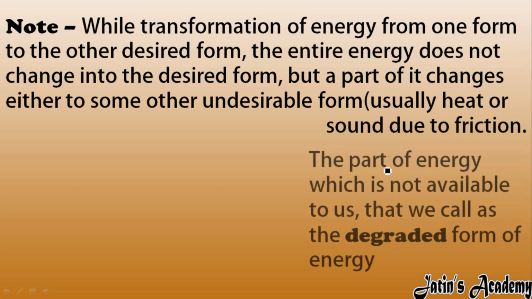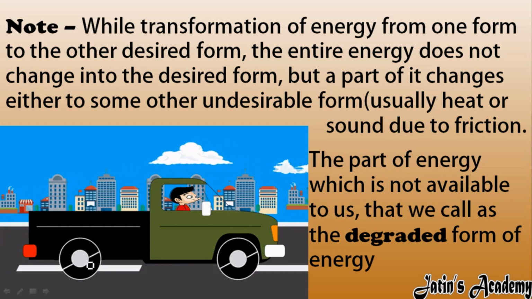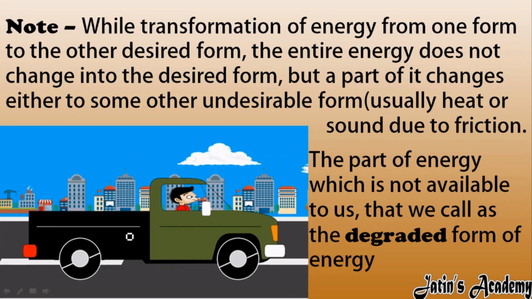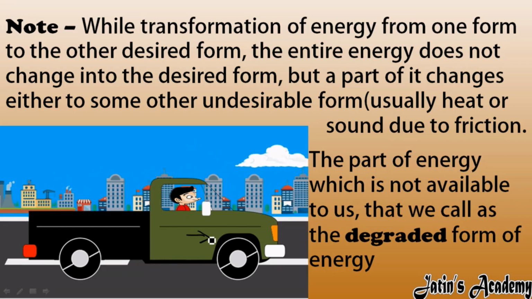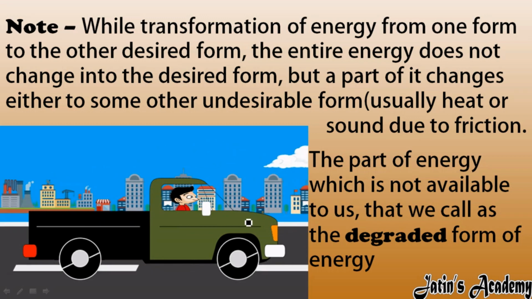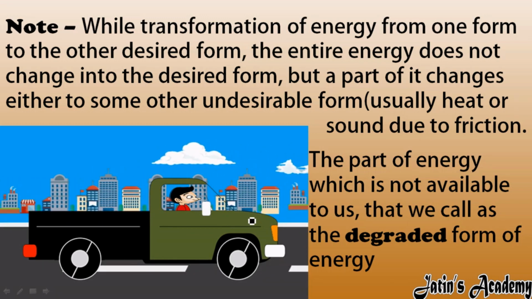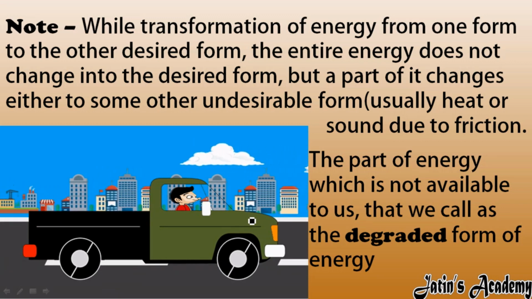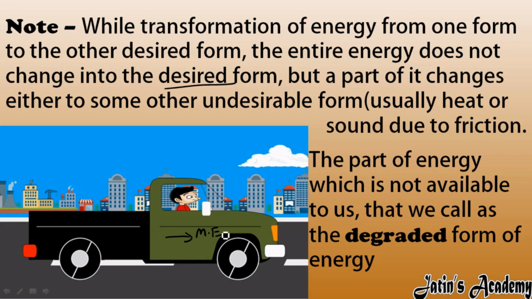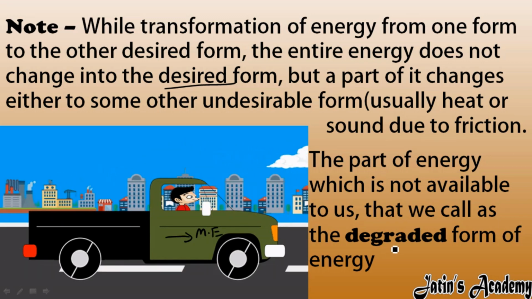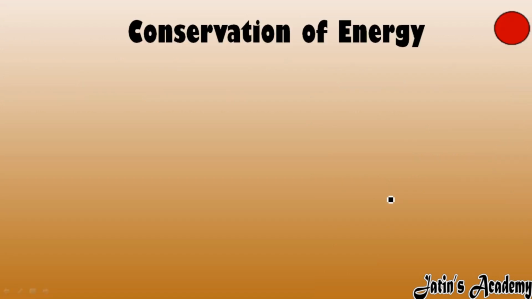The part of energy which is not available to us is called undesirable energy, or we can say the degraded form of energy. For example, in the motion of a car, we are giving petrol, that is, chemical energy. So the whole chemical energy is not converted into only mechanical energy, the motion of the car. Some energy is converted into heat, some is overcoming friction, some is creating sound energy. So lots of other energies are also produced. The required energy, we need mechanical energy, we need motion, that is our desirable energy. But along with desirable energy, some undesirable or degraded energy is also generated. Clear?